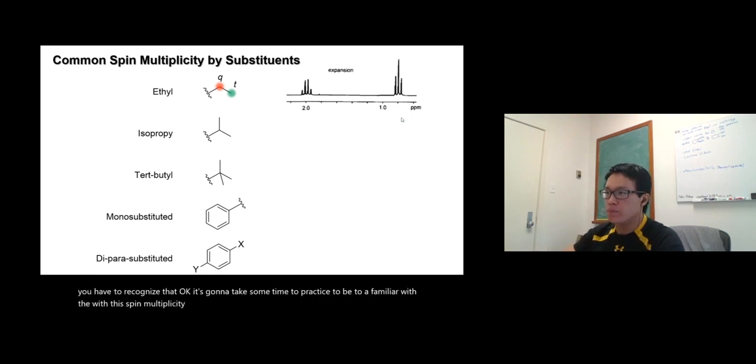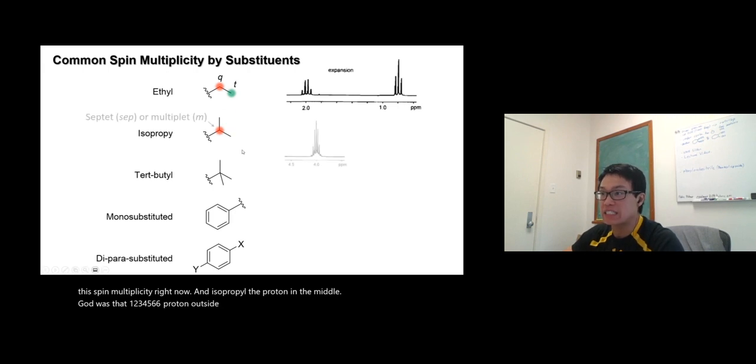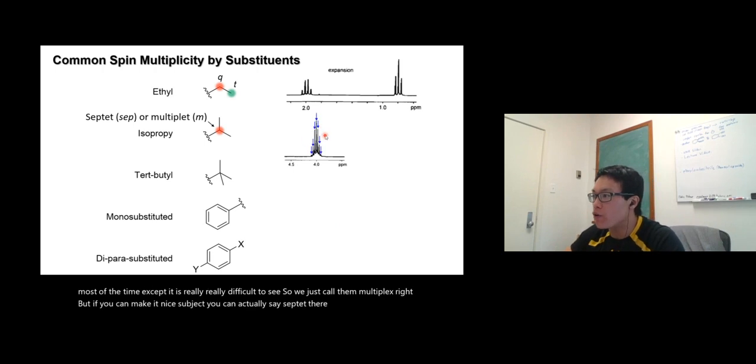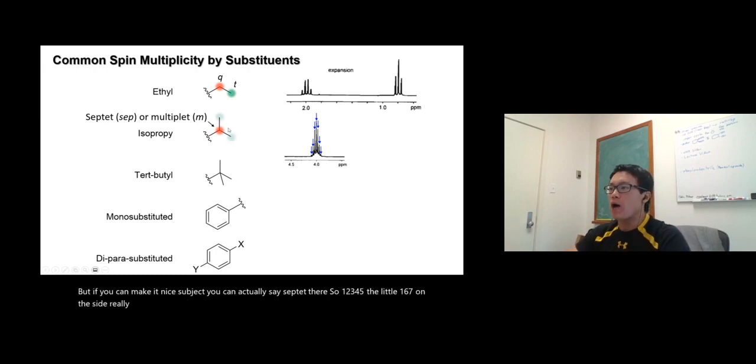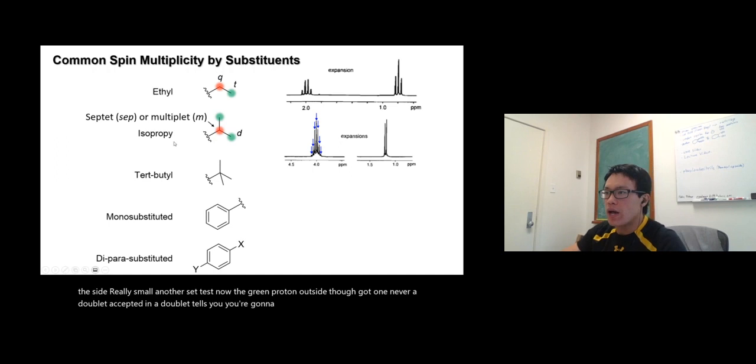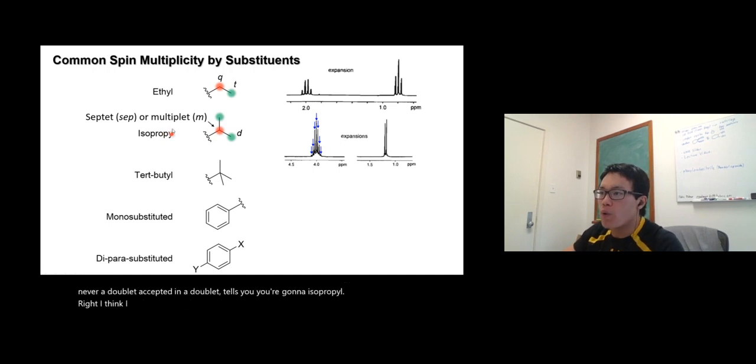Now in isopropyl, the proton in the middle has 1, 2, 3, 4, 5, 6 protons outside, so 7 peaks. You're going to see a septet. But most of the time a septet is really difficult to see, so we just call it a multiplet. If you can make a nice septet, you can actually see it: 1, 2, 3, 4, 5, and a little one, 6, 7 on the side, really small. That's a septet. Now the green protons outside have 1 neighbor, a doublet. A septet and a doublet tell you that you have an isopropyl. All right, one more.